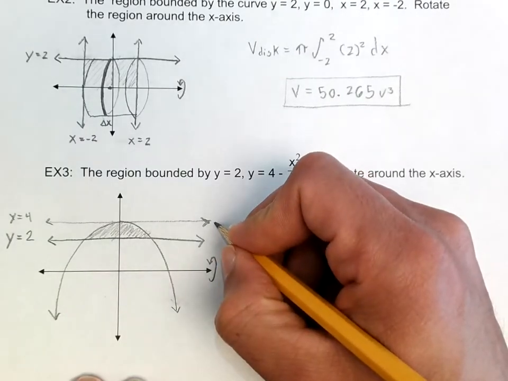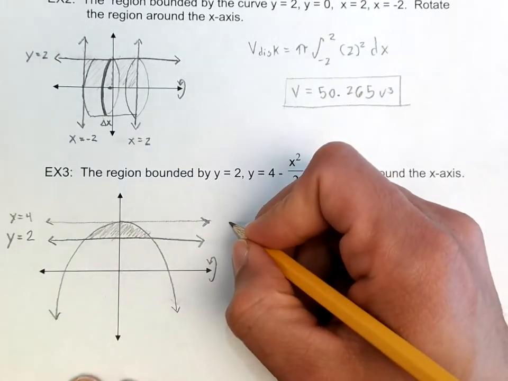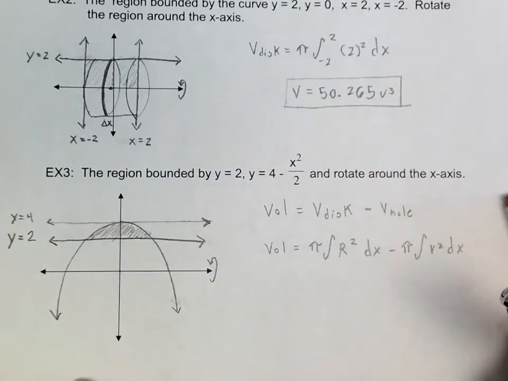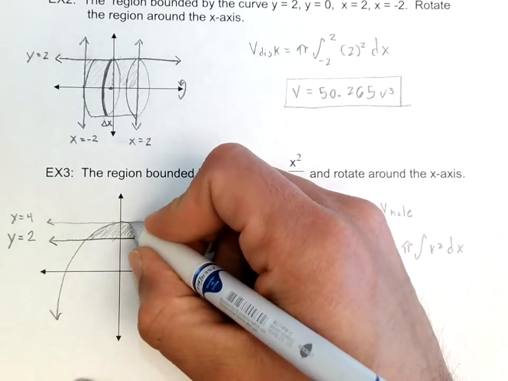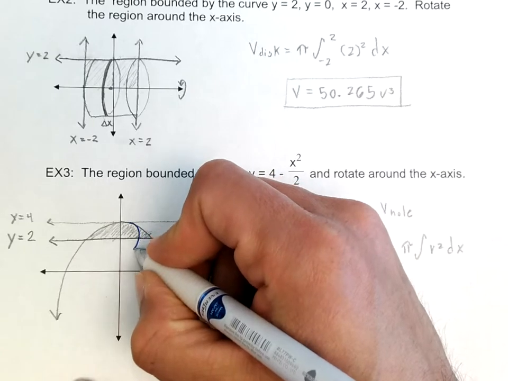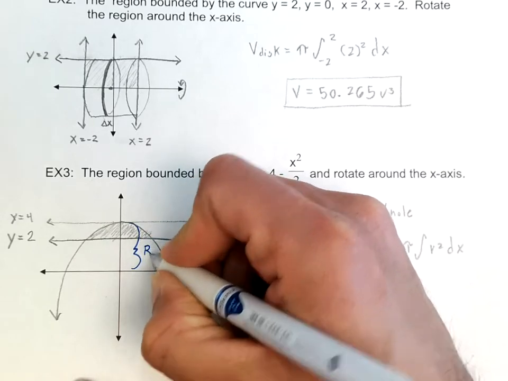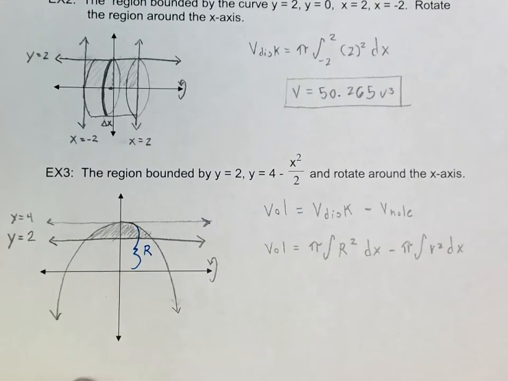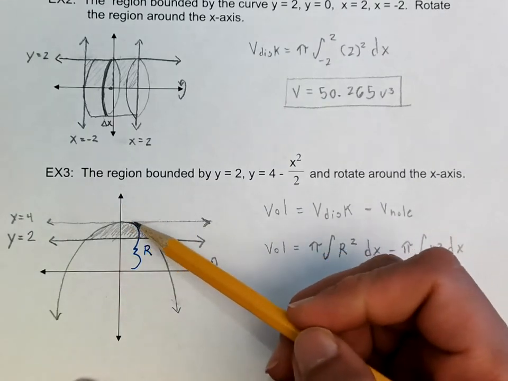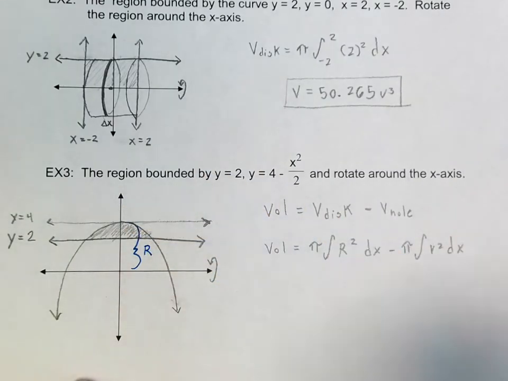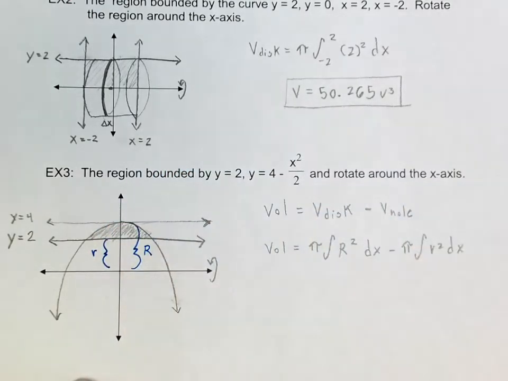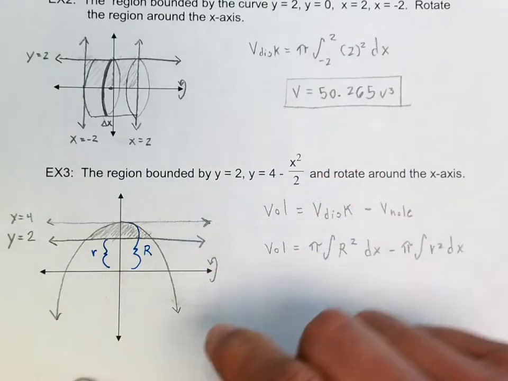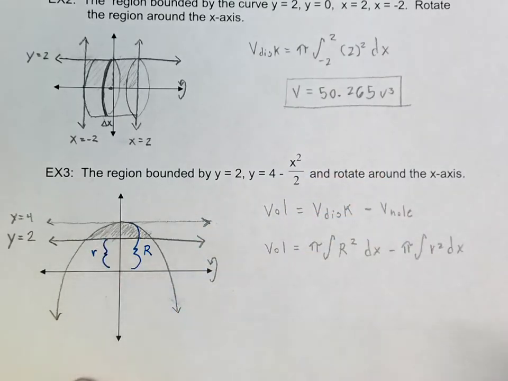So this one right here, let me write it in this color, see if you can see it better. This right here would be capital R. That's the radius of this right here, the top line, if you will. And little r would just be that radius right there. So it's basically the radius of the disk minus the radius of the hole, or the integration of those.